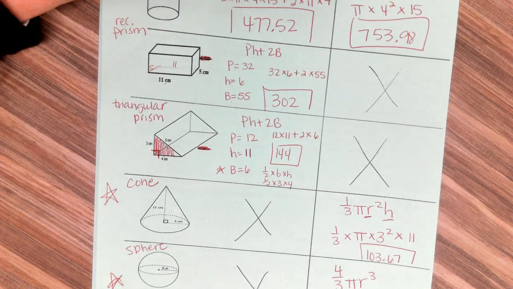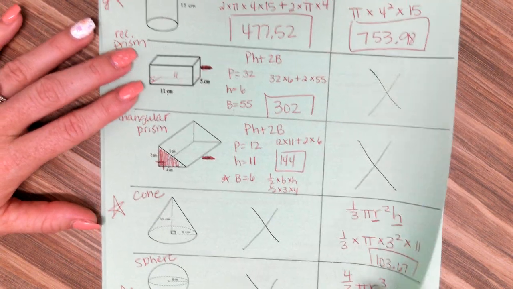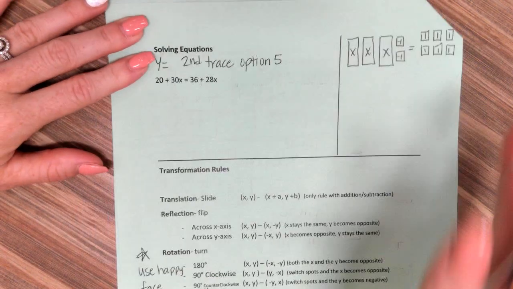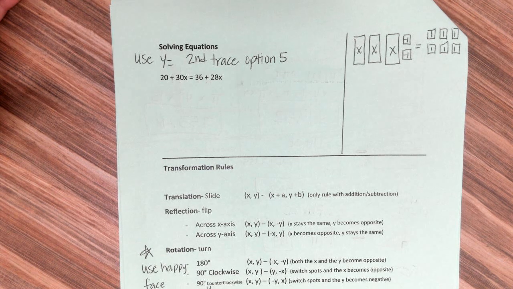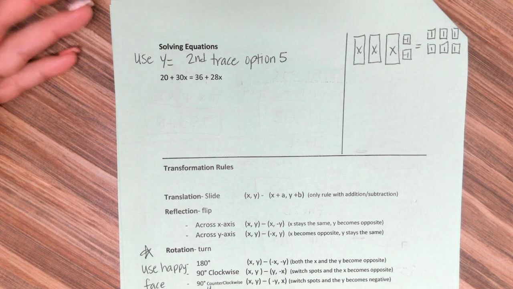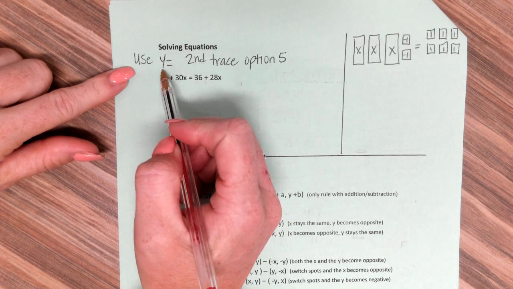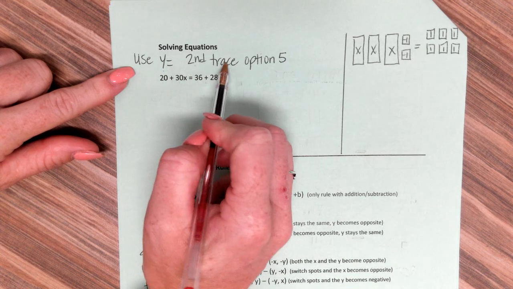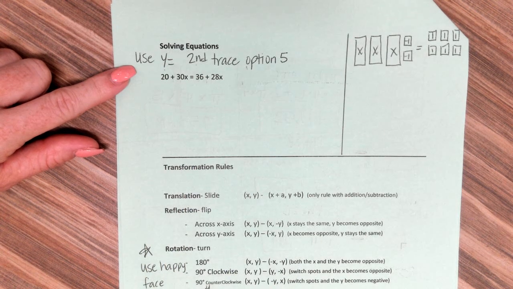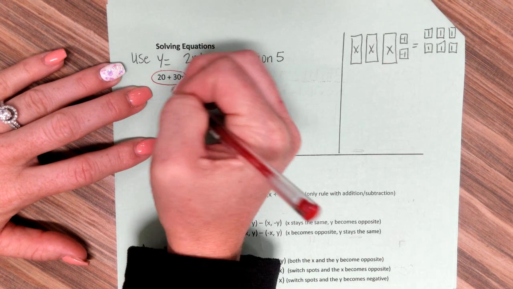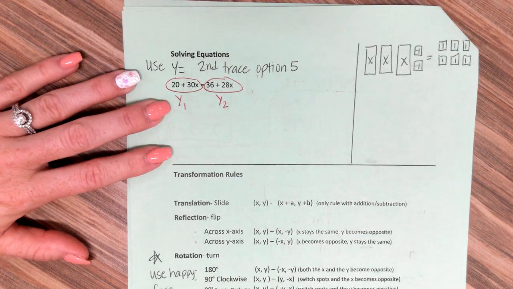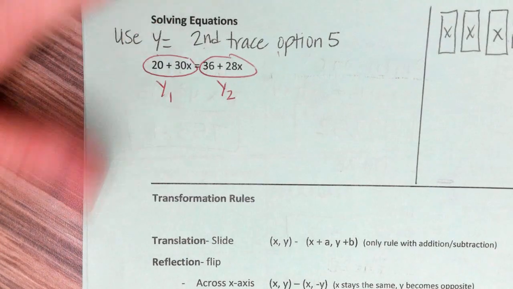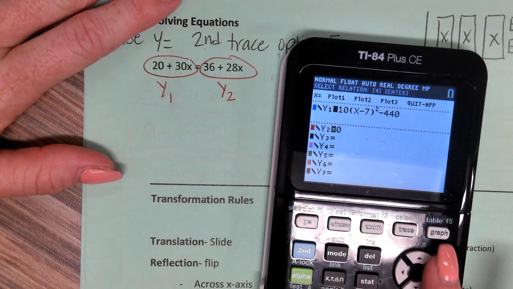Okay, any questions on surface area and volume? Turn the page. When you solve an equation, how do you do it? Put it in your calculator. Then you hit second trace, option 5, enter, enter, enter. So the left side goes in Y1, the right side goes where? Y2. So everybody go try it if you need to practice it.